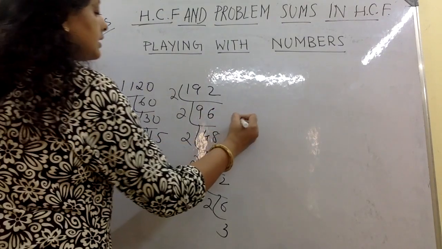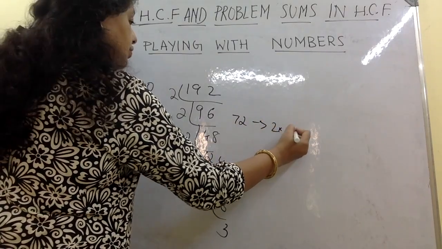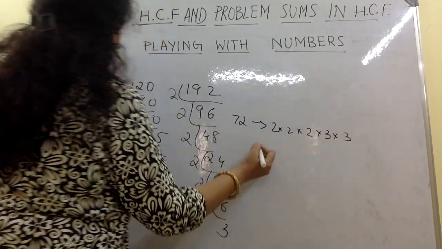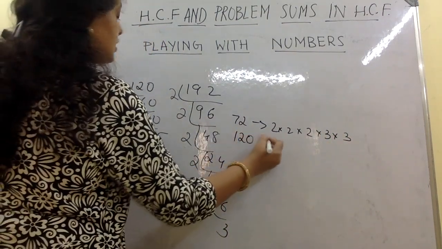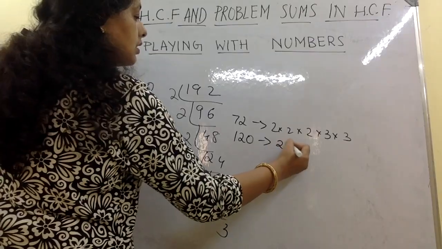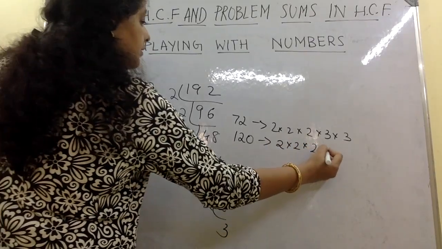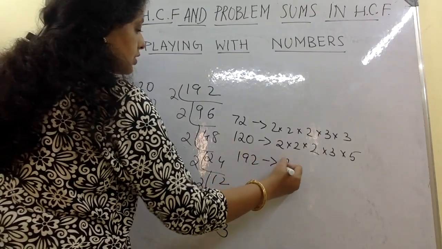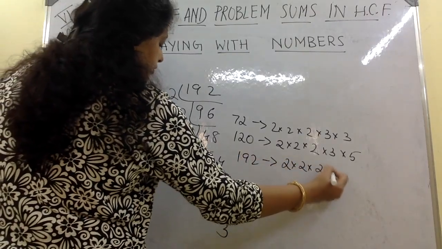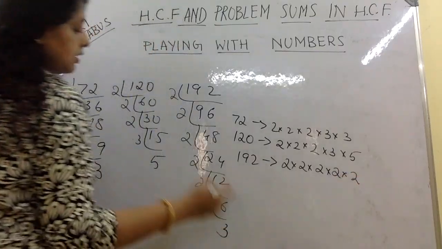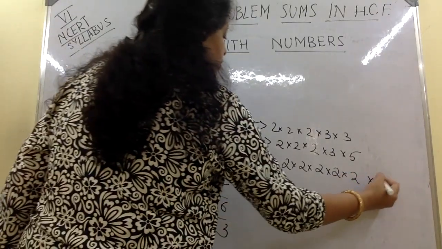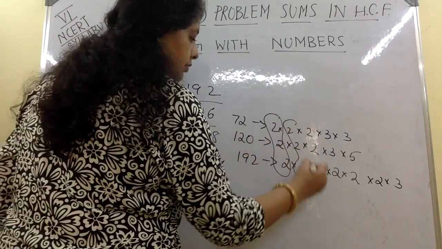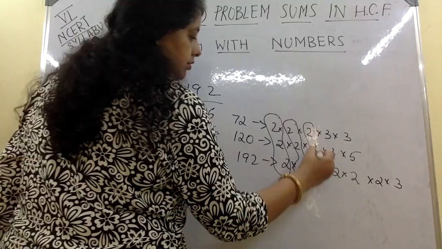Now I will write it like this: 72 is 2 into 2 into 2, three 2s, and two 3s. Here it is 120, which has three 2s, and then I have one 3 and one 5. Then I have 192, which is 2 into 2 into 2 into 2 into 2, five of them, and a 3. So let's take the prime numbers. See, one 2, three sets.